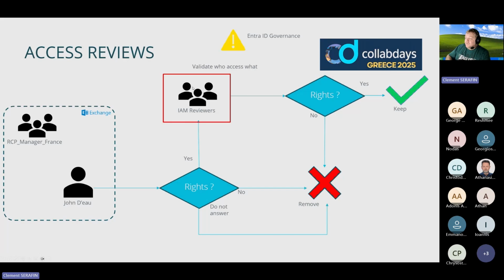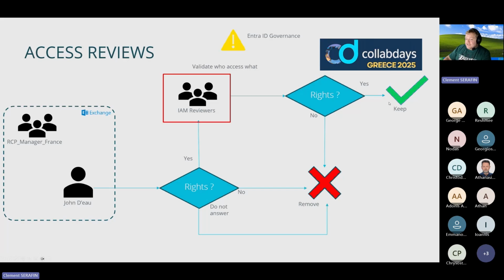What is good with the access review is you can have multiple steps of review. So you can have one person who is reviewing. I ask the user, and after I will ask IAM to make the review over. So you have a 2 steps access review. And when the 2 people have reviewed it, the guy will keep his right.